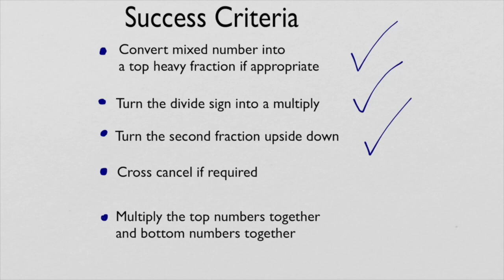That keeps everything the same. And then cross cancel if required. And lastly, multiply the top numbers together and the bottom numbers together. If your answer is a top-heavy fraction, you're going to have to convert that back into a mixed number.